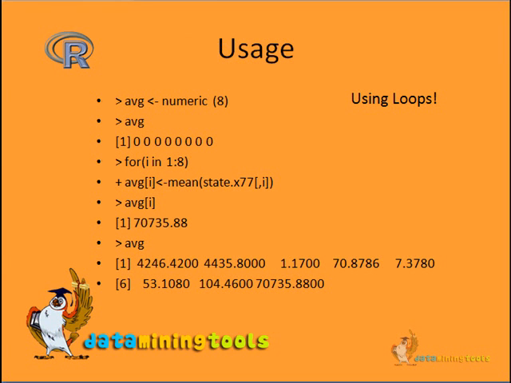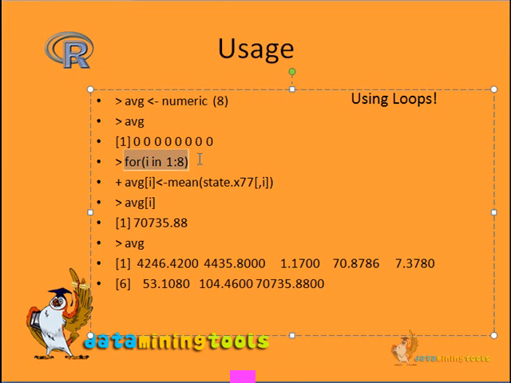Here's the usage. This is an example of code which is using loops. Here we're executing the loop for i in 1 to 8. Average i goes to mean state, so this will happen 8 times. So for i going from 1 to 8, here is where the loop will run.